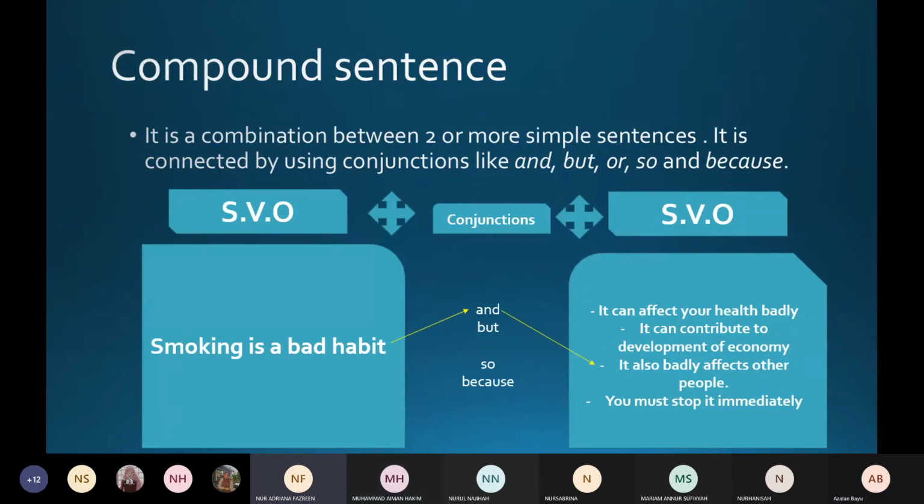And. Okay, example with and: smoking is a bad habit, and it also badly affects other people. The second one: smoking is a bad habit, but it can contribute to the economy. Smoking is a bad habit, so you must stop it immediately. Smoking is a bad habit, because it can affect your health badly.